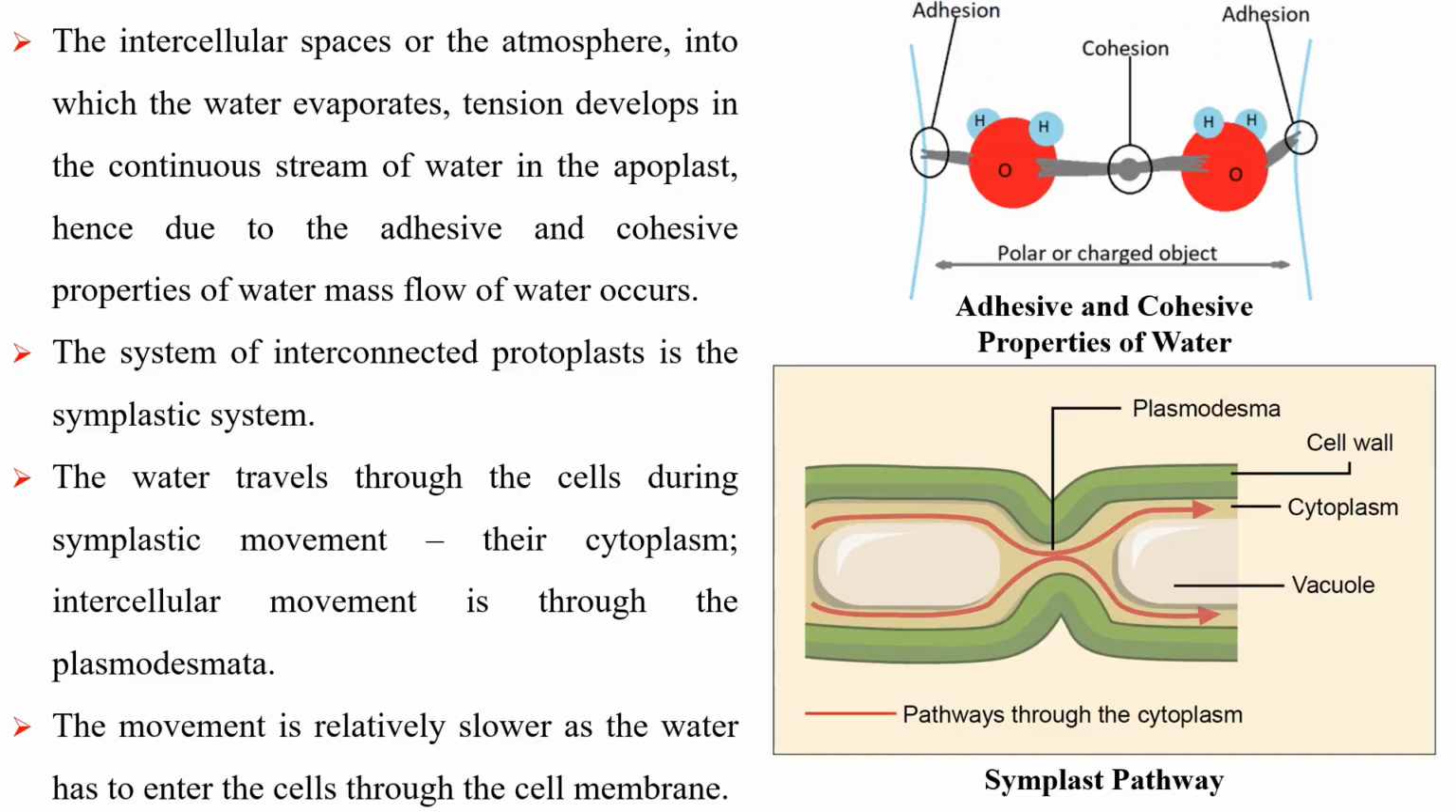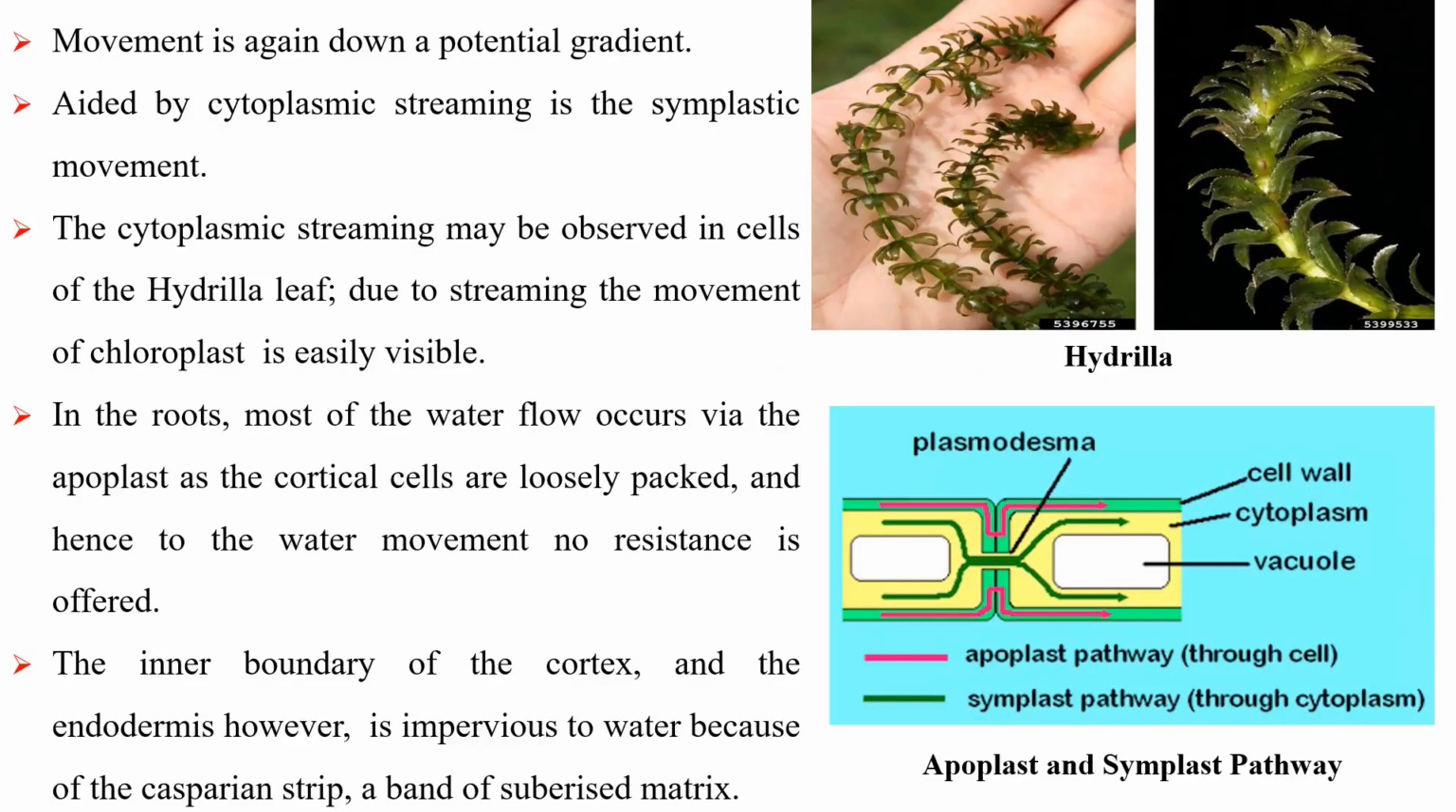The system of interconnected protoplasts is the symplastic system. The water travels through the cells during symplastic movement, through their cytoplasm. Intercellular movement is through the plasmodesmata. The movement is relatively slower as the water has to enter the cells through the cell membrane. Movement is again down a potential gradient. The symplastic movement is aided by cytoplasmic streaming. The cytoplasmic streaming may be observed in cells of a hydrilla leaf. Due to streaming, the movement of chloroplast is easily visible.